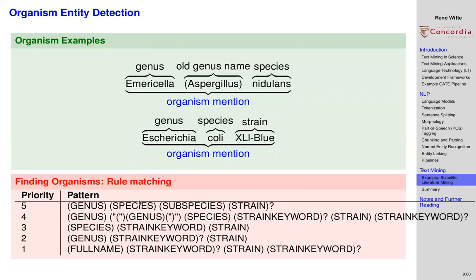And when we did this, we just looked at the different rules and expressed these, again, in patterns that are fed into a transducer. So there can be a genus, a species, a subspecies, and optionally a strain, and some variations on it. And with this, you can find, with a very high accuracy, all the organism mentions in a document.